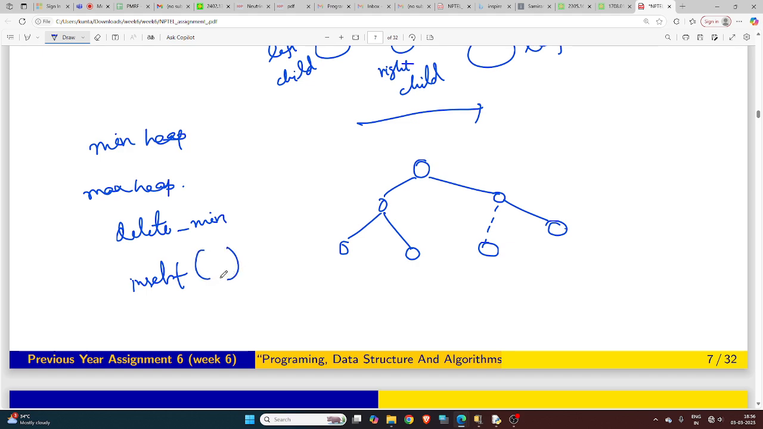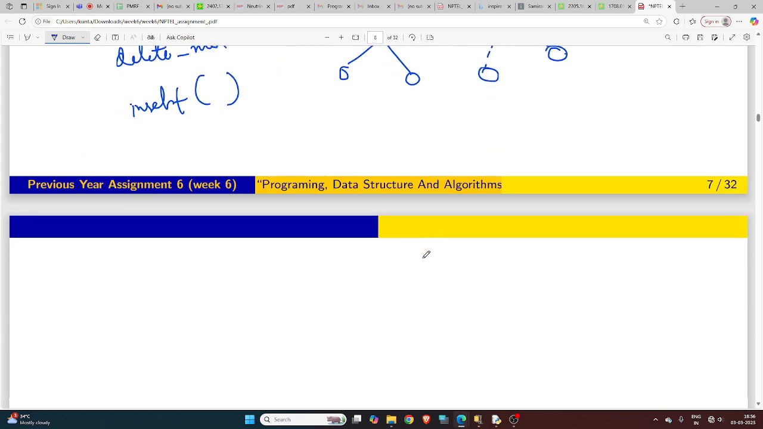So these are the four terms. Delete means I have to delete one. Let's say for max heap, I just want to delete the minimum value, and for the min heap, I just want to delete the maximum value. And insert means I just want to insert one node in this heap. So how to do these things will be important for our case.